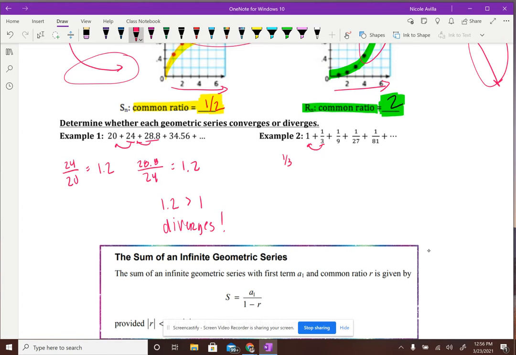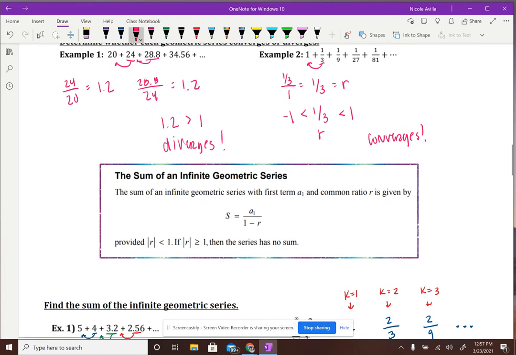However, then I look at example 2, and let's say, again, I take my second term over my first. I'm going to get a common ratio of, not 1/2, 1/3. And since my ratio, 1/3, is between -1 and 1, I would say that this must be a convergent, or it converges, pattern. Okay, 1/3 is between -1 and 1, therefore it must be convergent. I could then use a formula that I'll talk about in just a moment to find the infinite sum of this convergent geometric series.